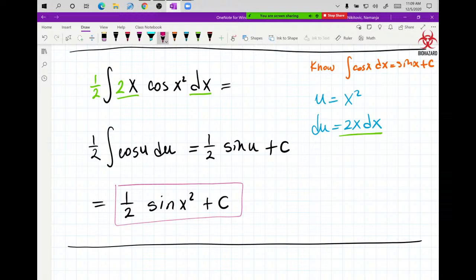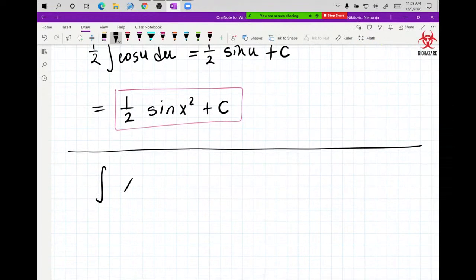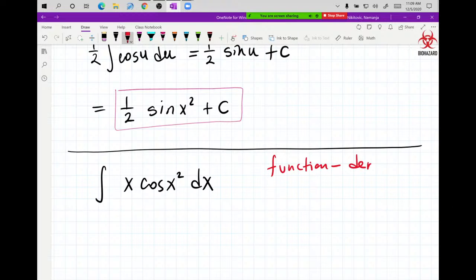But what is the better way to approach this, to solve the same problem of x cosine x squared with the same substitution? Not cosine squared, cosine x squared. There we go. Solve the same problem with the approach. Well, this is the new thing now. You are looking for a function derivative pair.